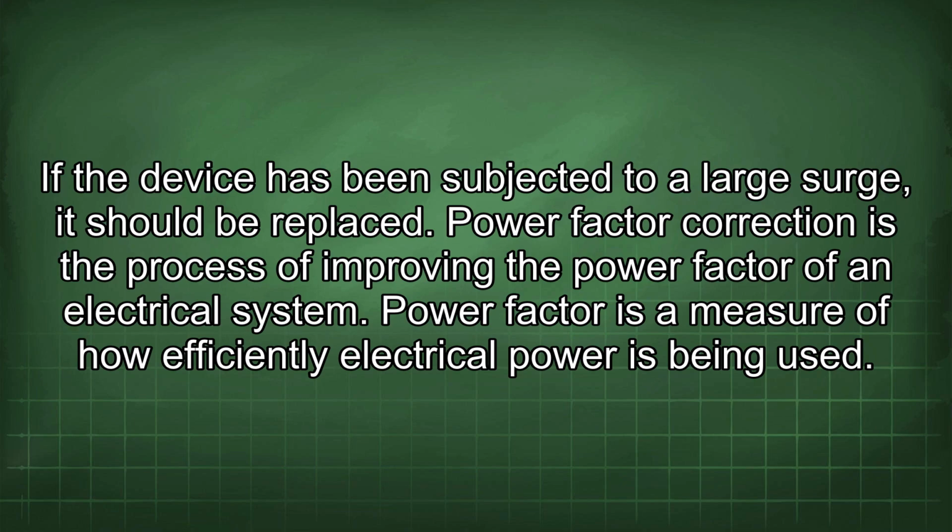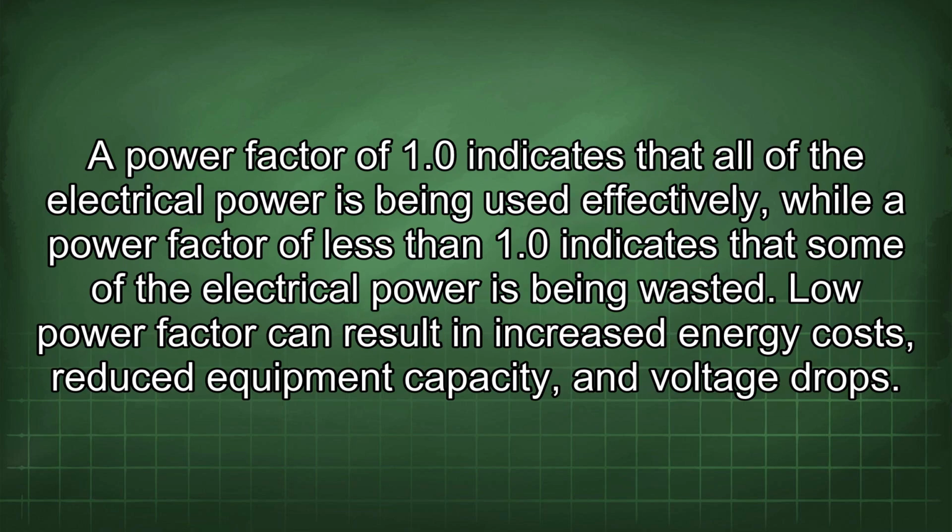Power factor correction is the process of improving the power factor of an electrical system. Power factor is a measure of how efficiently electrical power is being used. A power factor of 1.0 indicates that all of the electrical power is being used effectively, while a power factor of less than 1.0 indicates that some of the electrical power is being wasted.